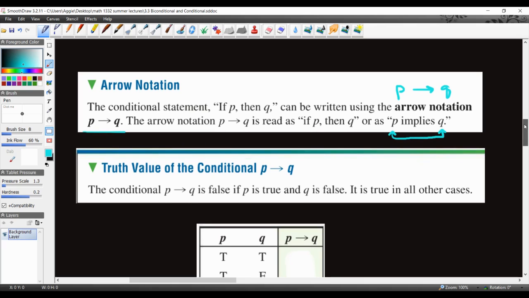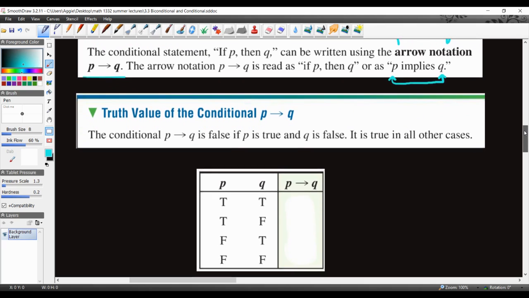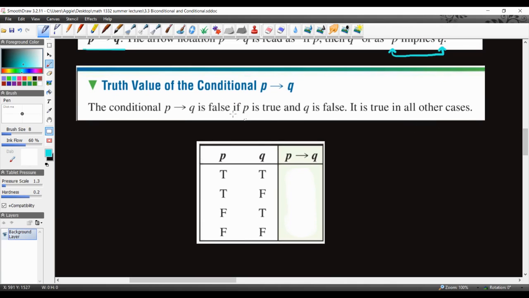Remember that we discussed truth tables in the section before. The truth value of the conditional if P then Q is going to be false if P is true and Q is false. So in this case right here, this is the only place it's going to be false. Everywhere else it's true, and it is true in all other cases.